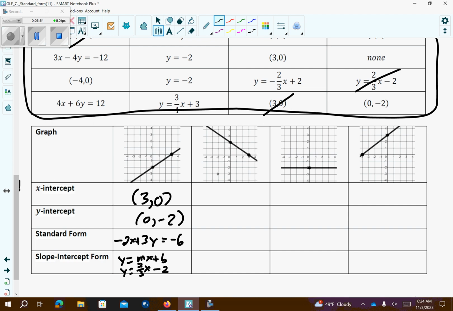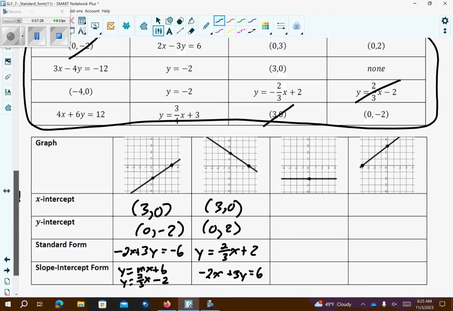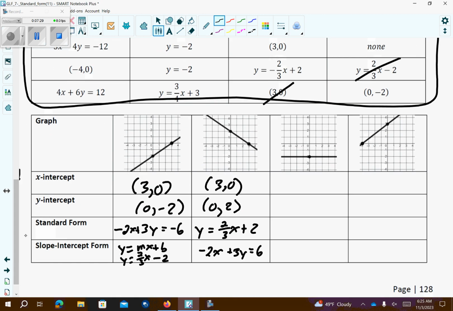All right, next one, our x-intercept is going to be 3 comma 0. Our y-intercept is going to be 0, 2. So we're going to go down 2, right 3. So I have a slope of 2/3. So 2/3 x. My y-intercept is going to be plus 2 is equal to y. So my standard form is going to be negative 2x plus 3y is equal to 6. Again, I don't see my answer up there. I have one that's close, but that's not it.